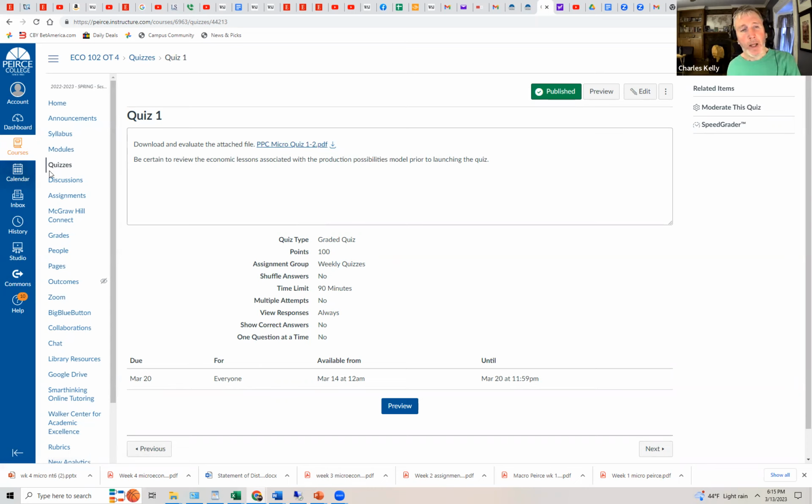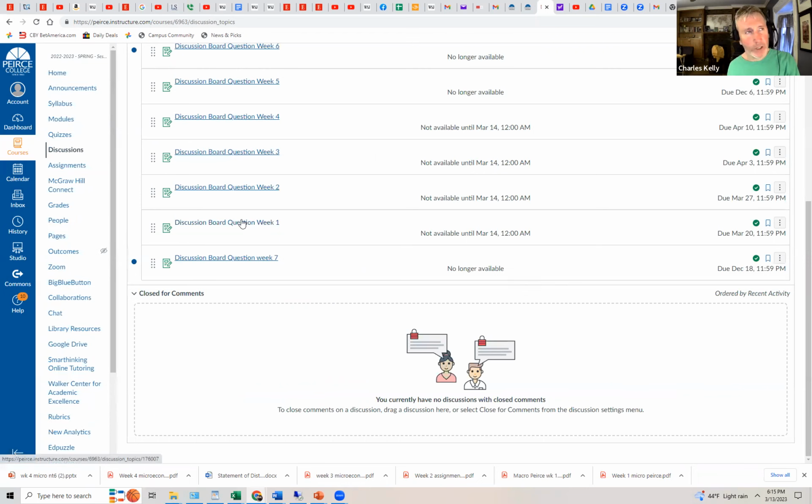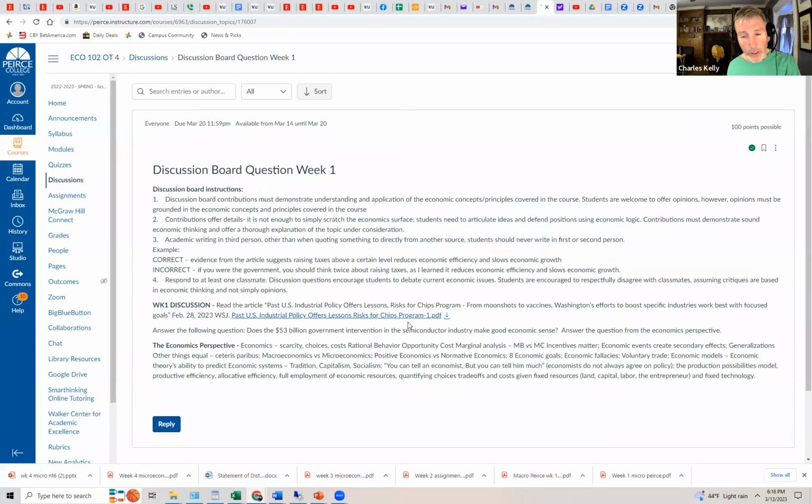The discussion board for week 1 asks you to read an article. It's an article from the Wall Street Journal. It's in the week 1 document where I just showed you under modules, but it's also right here. This article is about the Biden administration's $53 billion chip program to reinvigorate the semiconductor industry. And your job is to read the article and then discuss whether or not government involvement in the chips industry makes sense in terms of the economics perspective.